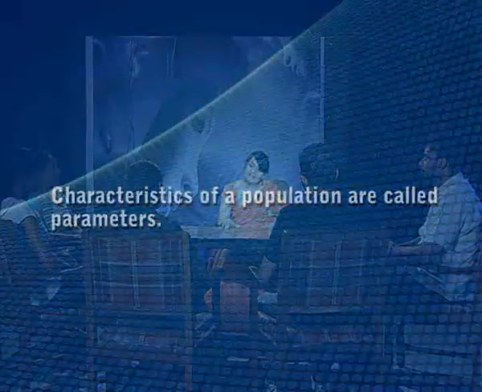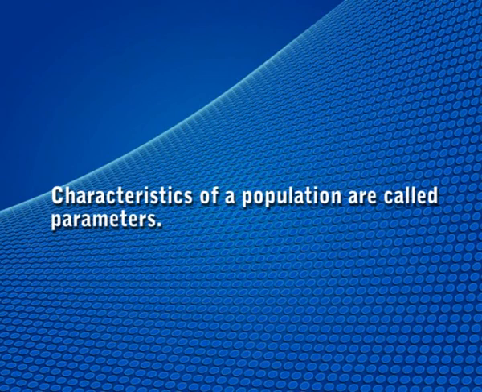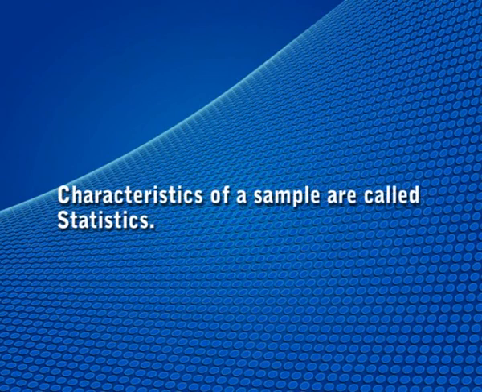And whatever you find in that sample, if you find that in that sample 10% is the incidence of postnatal depression in women, that 10% is a statistic. Okay? So the characteristics of the population are called the parameters, and the characteristics of the sample are called the statistics. I hope all these three concepts are clear to you.